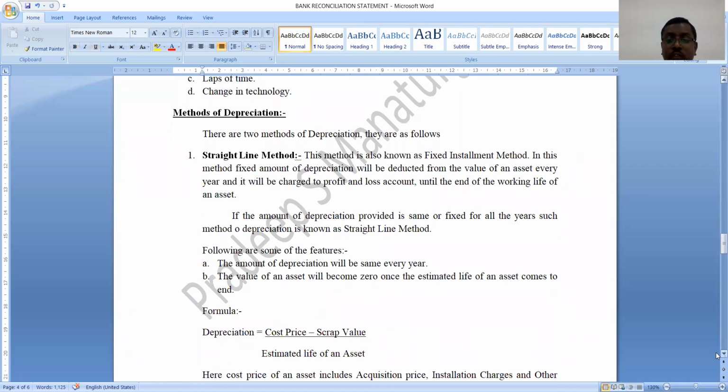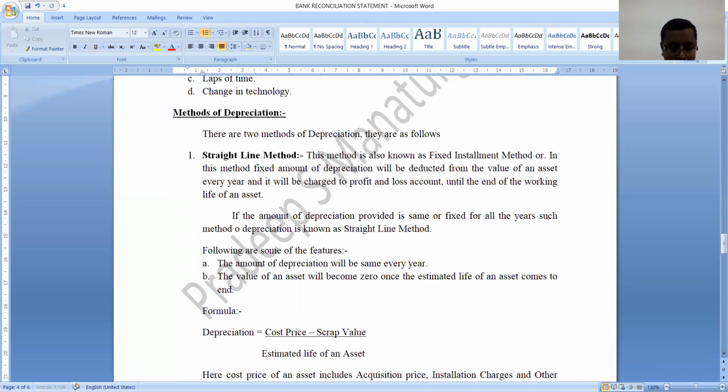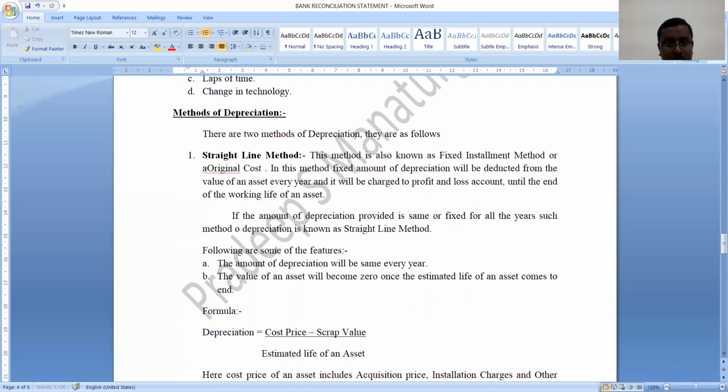depreciation. First one is the straight line method. This method is also known as the fixed installment method or original cost method. These are other names for the straight line method.